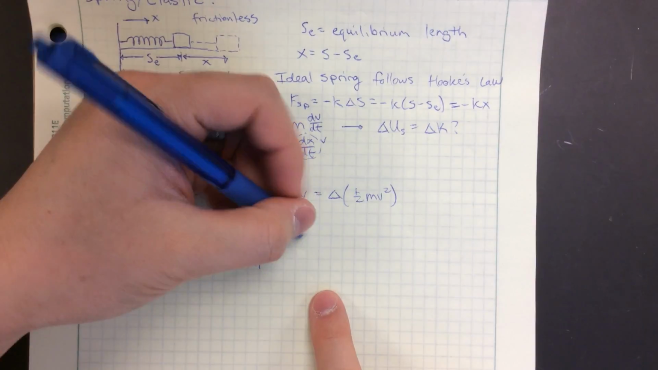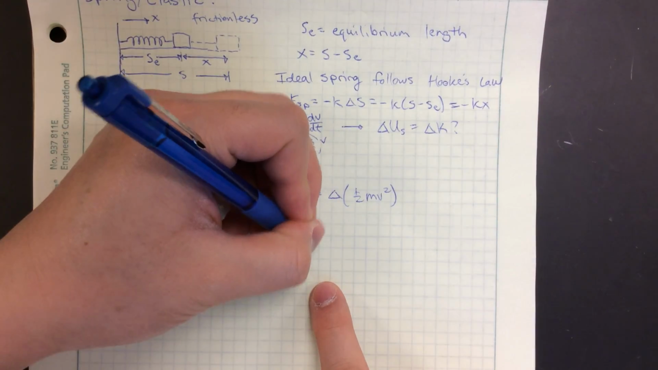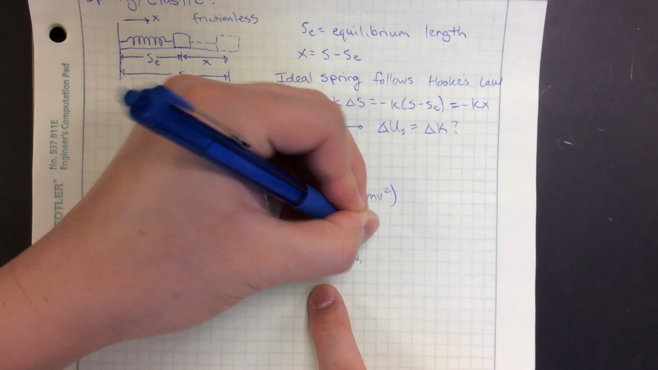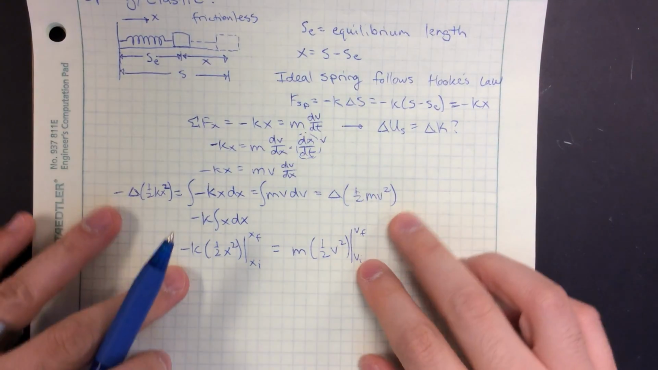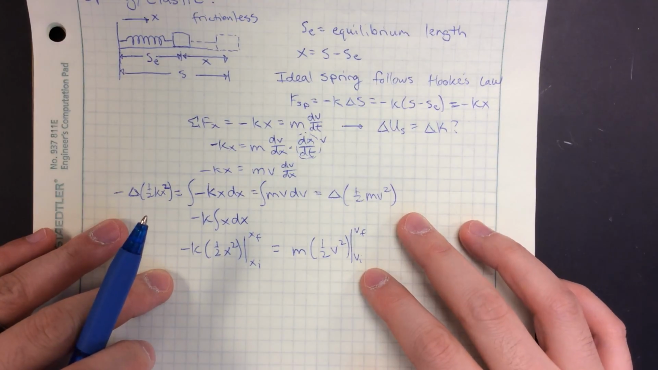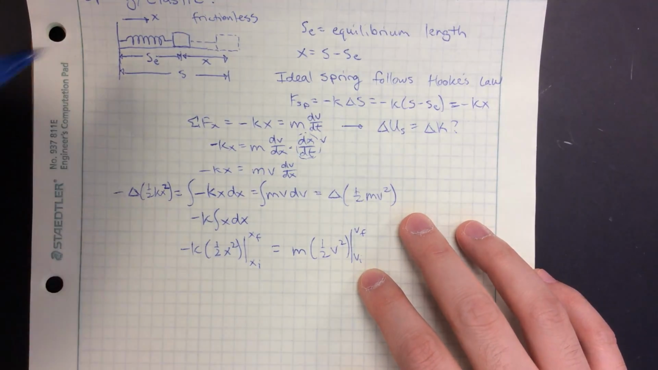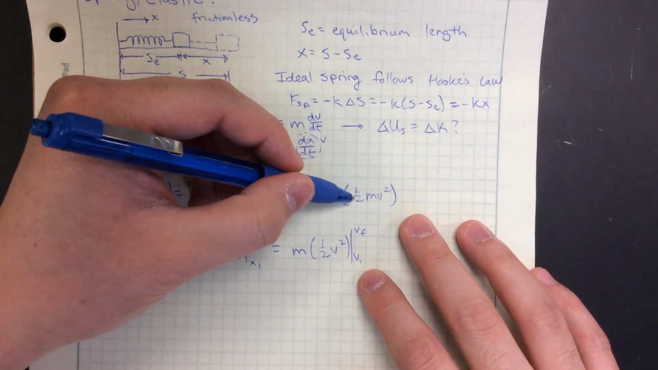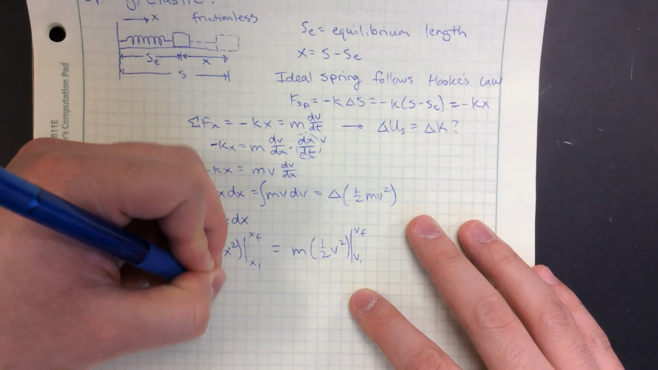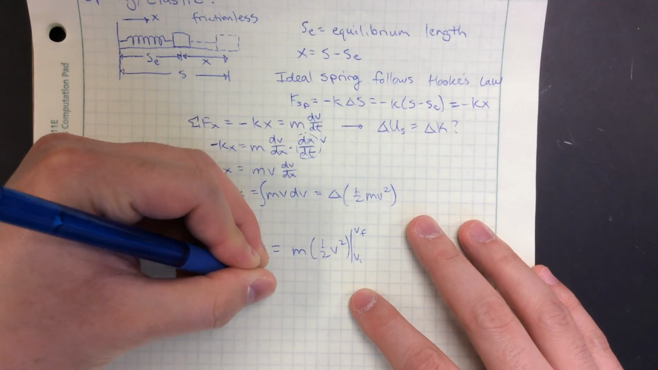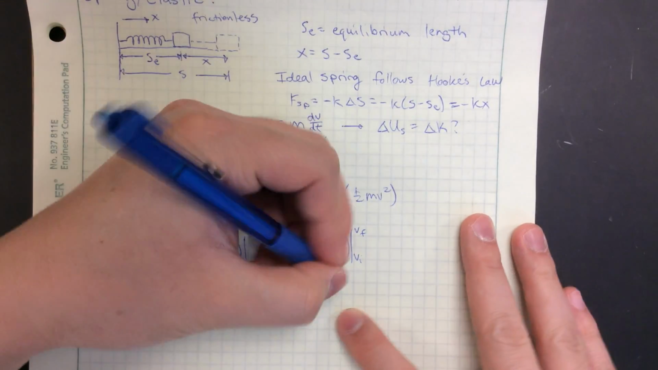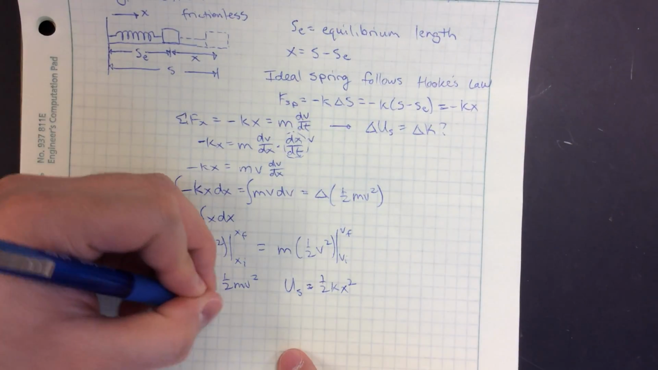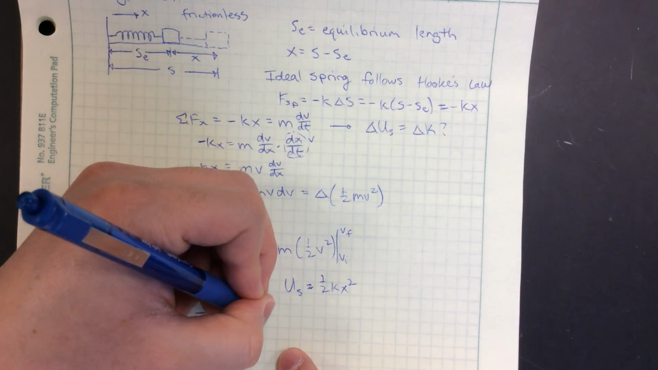And then you can really say kind of the same thing for the other side. 1/2 mv squared, v initial to v final, right? So these are really just two different ways of expressing the same thing. You essentially have a change in some expression and a change in some other expression. So if we call K 1/2 mv squared, and we call U sub s 1/2 kx squared, then we can say that the negative change in U sub s equals the change in K.